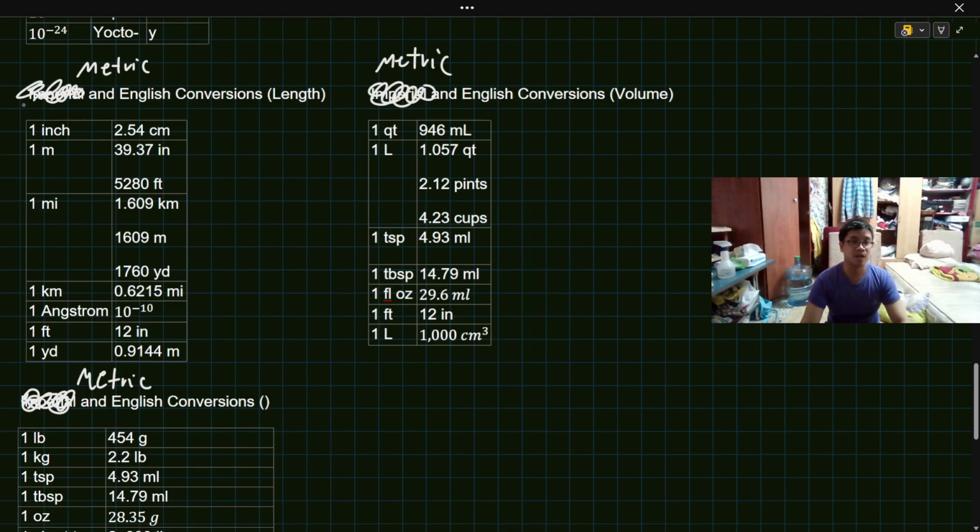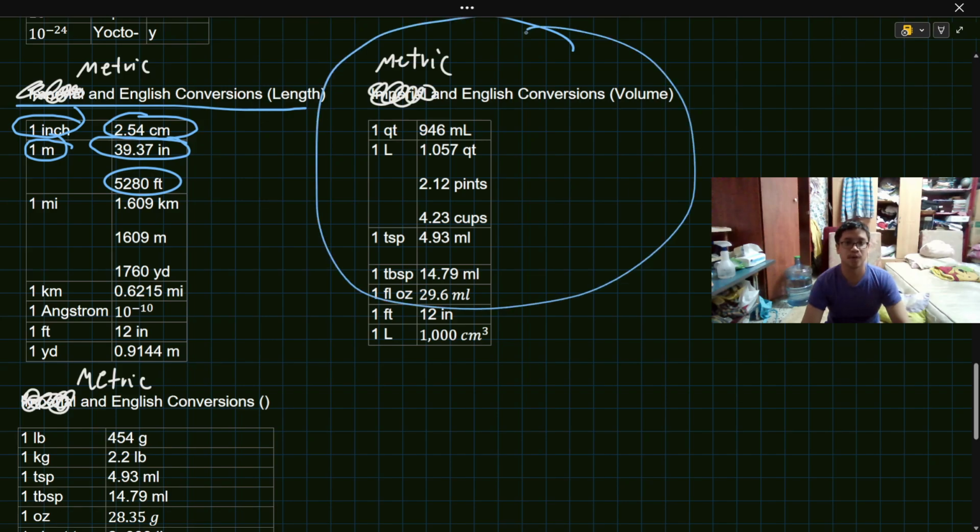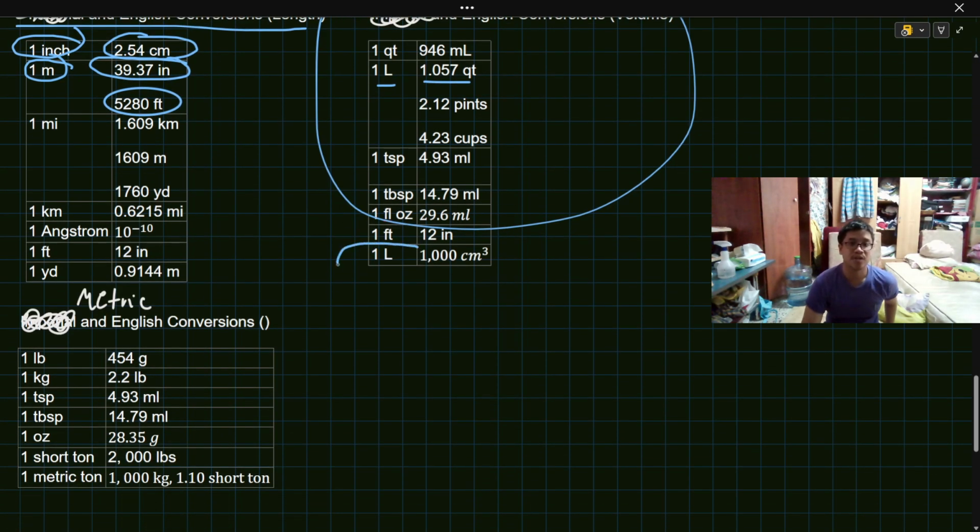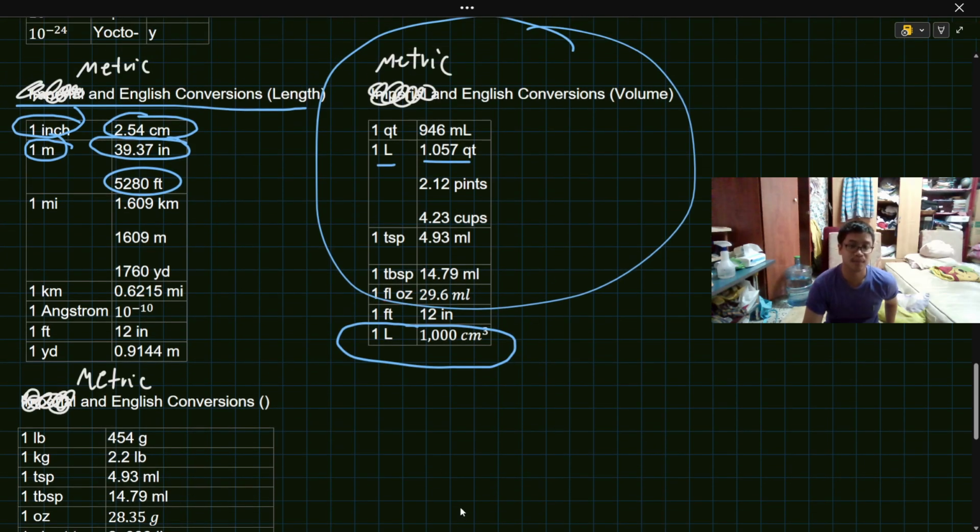So here on the left part, we have metric and English conversions in terms of length. For example, 1 inch is equivalent to 2.54 centimeters. 1 meter is equivalent to 39.37 inches, 5,280 feet, and many more. This is for length and this is for volume. Like 1 liter is equivalent to 1.057 quarts, if I'm correct. Quarts? Yeah, quarts. All right. And then here, 1 liter is equivalent to 1,000 cubic centimeters.